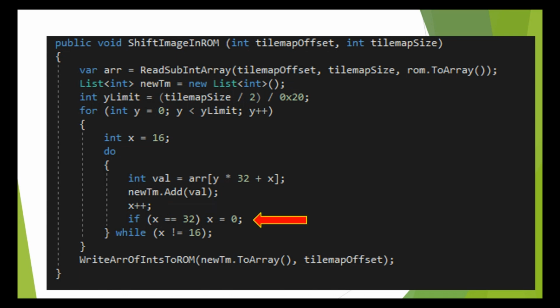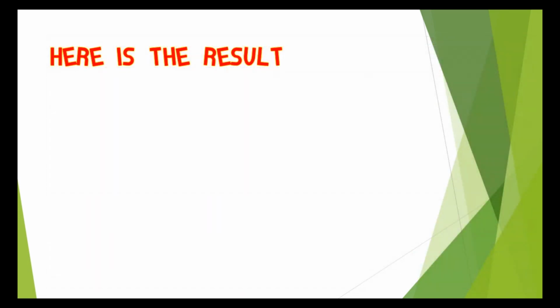If our X index hits the end of the row, restart the row. If our X value is not in the middle, loop again. Else go to the next row. Finally, we write our new array to ROM at the offset initially passed to us. Here is the result.